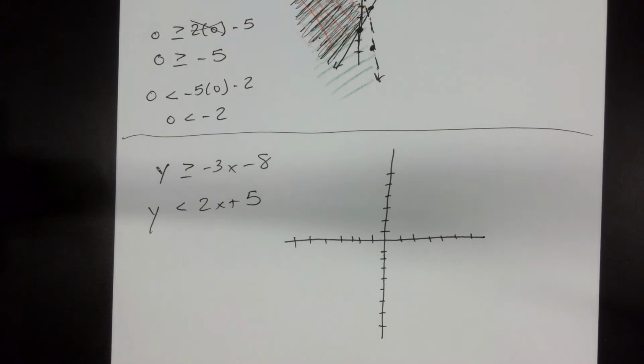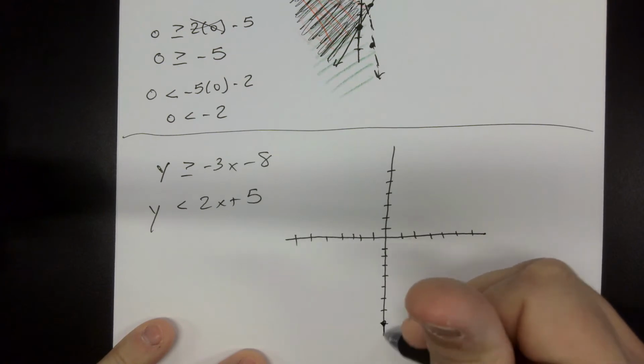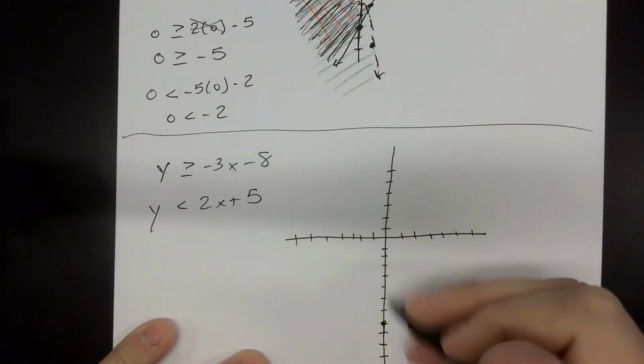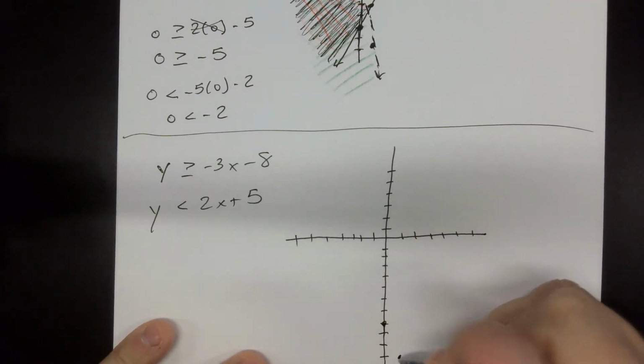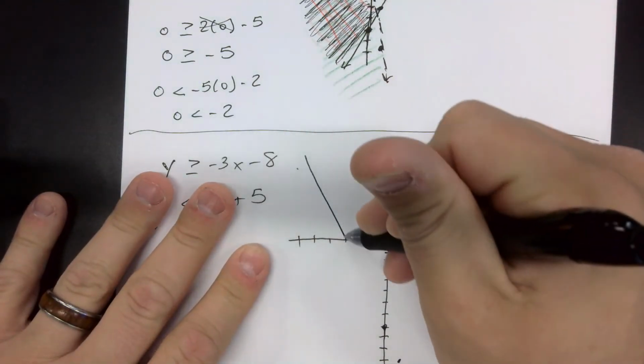Okay. All right, so let's start off with the top one. Mallory, graph that top equation for me. Okay. Down 3 over 1. Solid or dotted line?